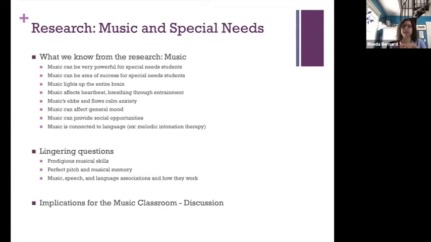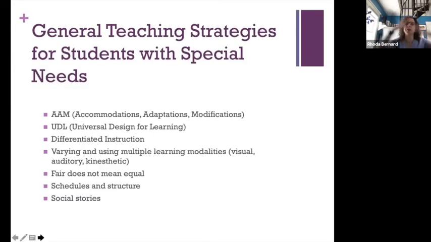And the music, speech, language web of associations is a really powerful, ripe area for a lot of ongoing research at the moment. And so all of this, of course, has implications for when we teach music. And we will go on. So now, sort of big picture, general teaching strategies.